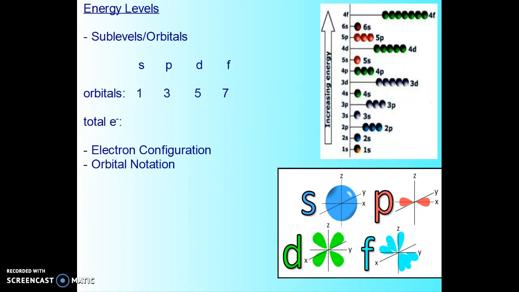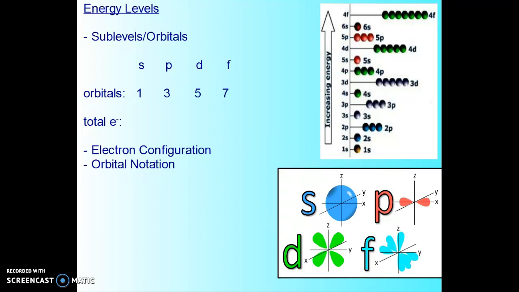So to start off, we need to understand the difference between the different types of sublevels. If you look at the bottom right of the screen, you'll see these different shapes. These shapes are the shapes of orbitals within the different sublevels S, P, D, and F. And S is the most simple sublevel, and it can hold 2 electrons, which is the smallest sublevel that we'll see.